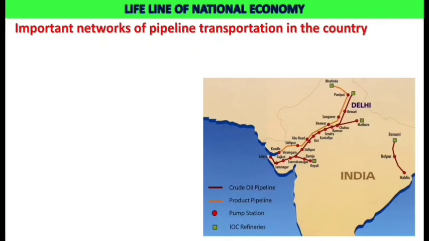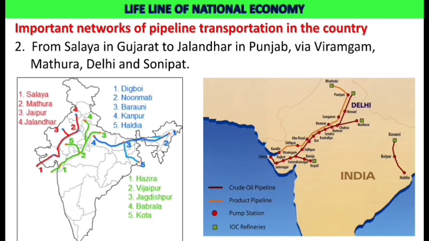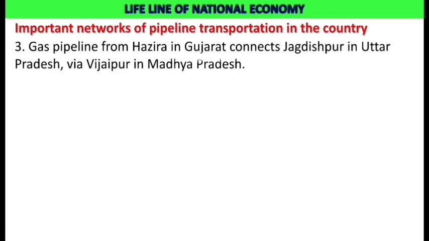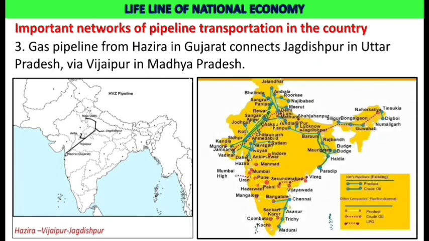The second major pipeline network is from Salaya in Gujarat to Jalandhar in Punjab via Viramgam, Mathura, Delhi and Sonipat. Look at the map. This is from Salaya in Gujarat to Jalandhar. The red one is our third major pipeline network of India, the gas pipeline from Hazira in Gujarat connecting Jagdishpur in Uttar Pradesh via Vijaypur in Madhya Pradesh. Look at the map. The gas pipeline is from Hazira, Gujarat to Jagdishpur in Uttar Pradesh via Vijaypur in Madhya Pradesh. So these are the three important pipelines.